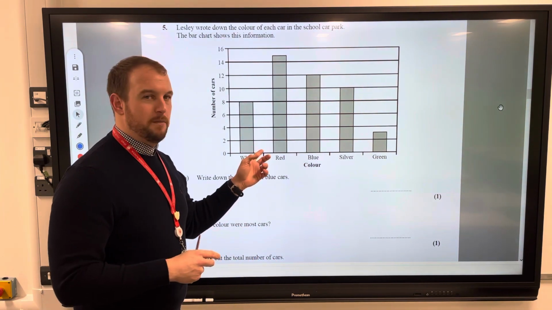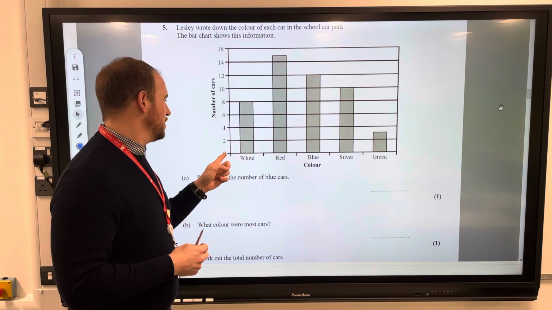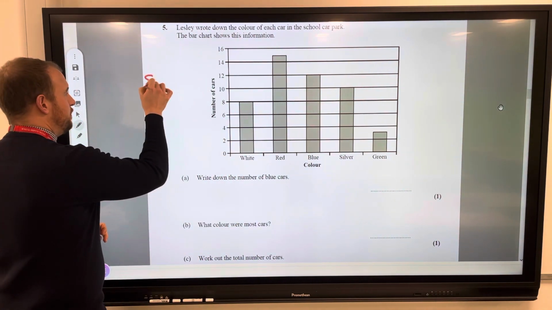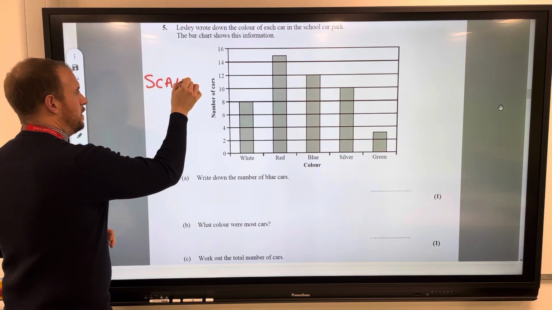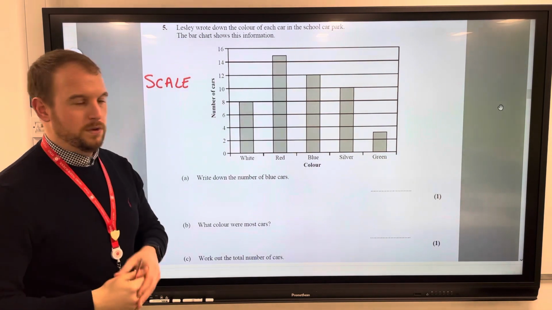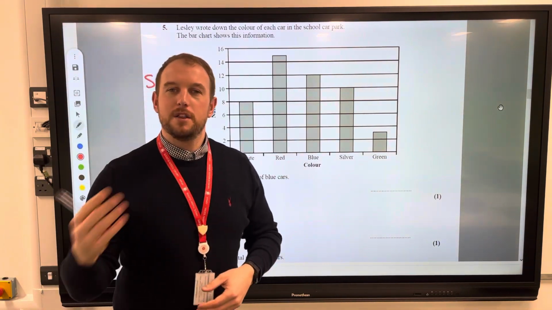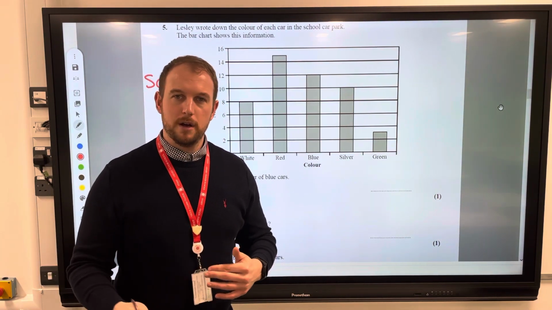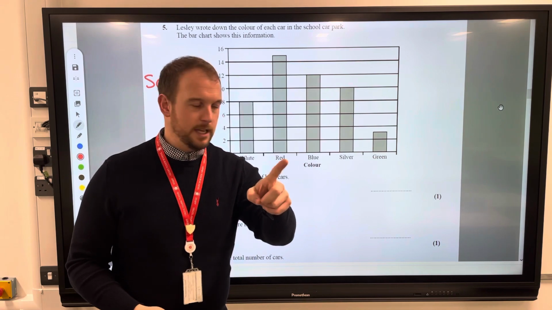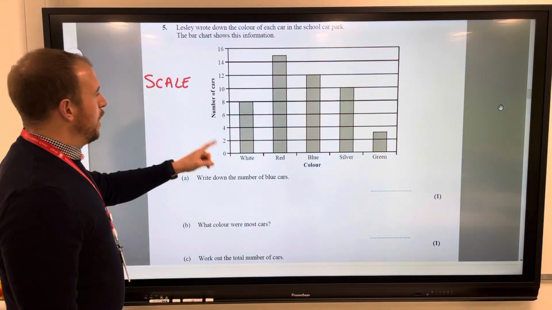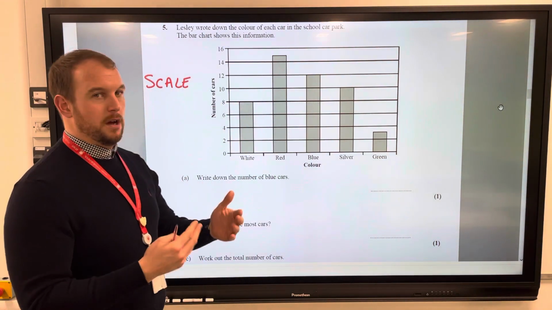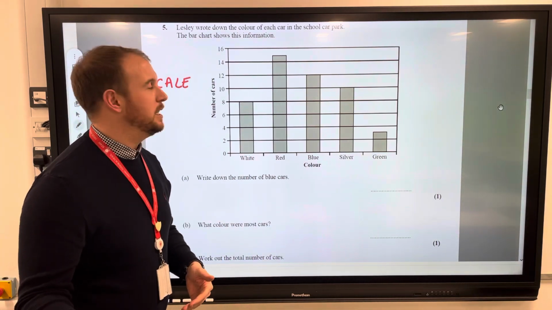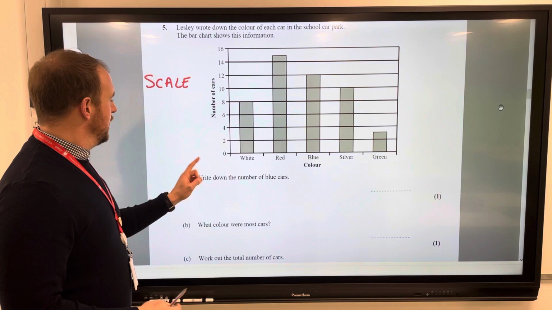I've picked this question for a reason, because the scale is different. So first things first, be careful with the scale. That is very important. This one's going up in 2s, others could be 3s, 4s, 5s, 10s, 20s, could be any number. So first things first, check your scale. I've now had a bit of information about this. I've looked at it, I've analysed it, I have interpreted the bar chart. Now let's have a look at the question.